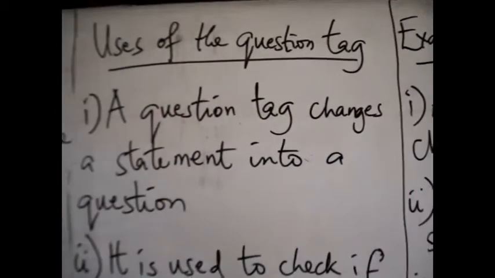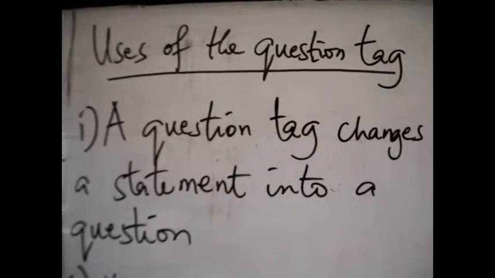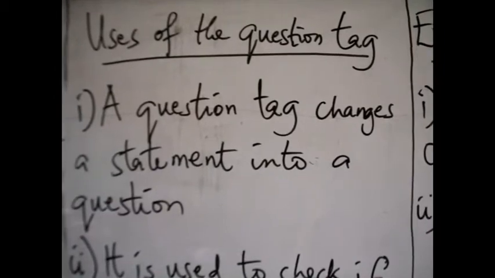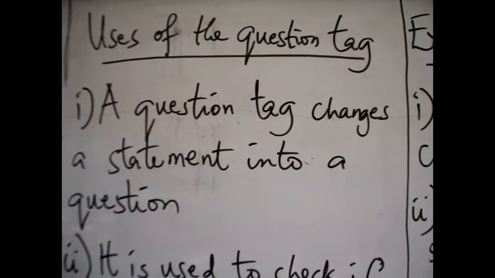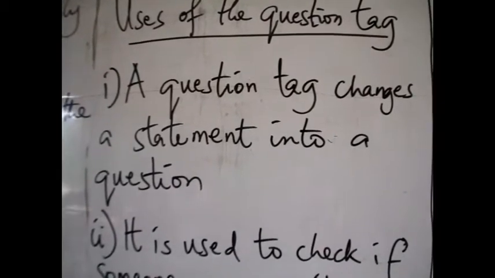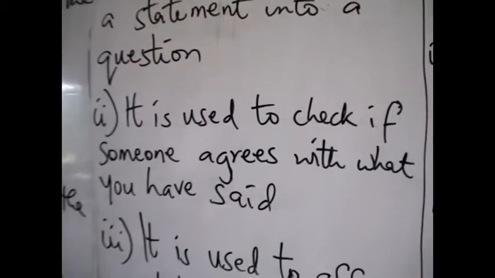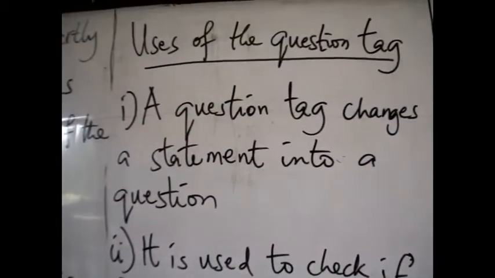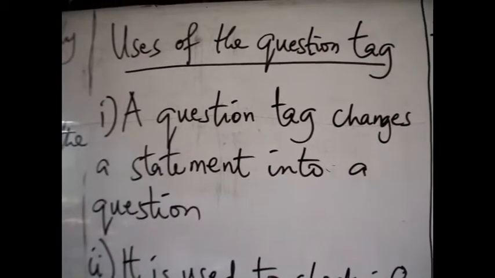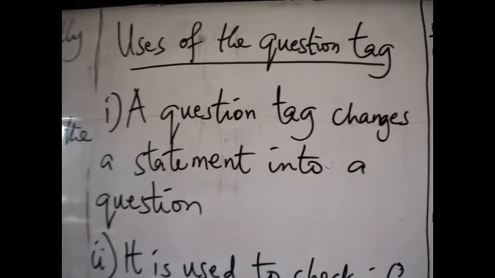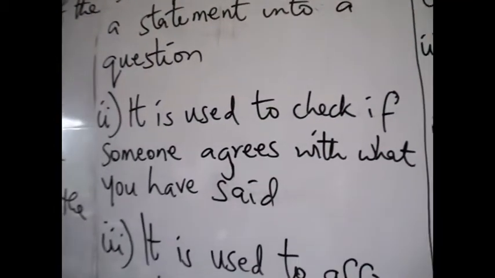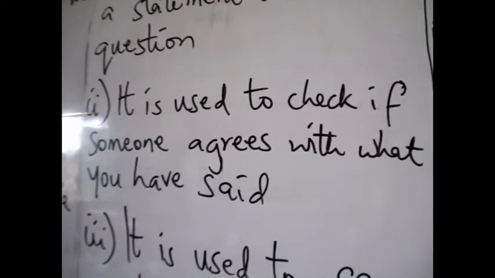We go to the uses of the question tag. Now, we have three uses here as I have outlined. The first is that a question tag, most importantly, changes a statement into a question. What happens is this: the first thing you have is a statement, and then it is turned into what? A question. Second, it is used to check if someone agrees with what you have said.